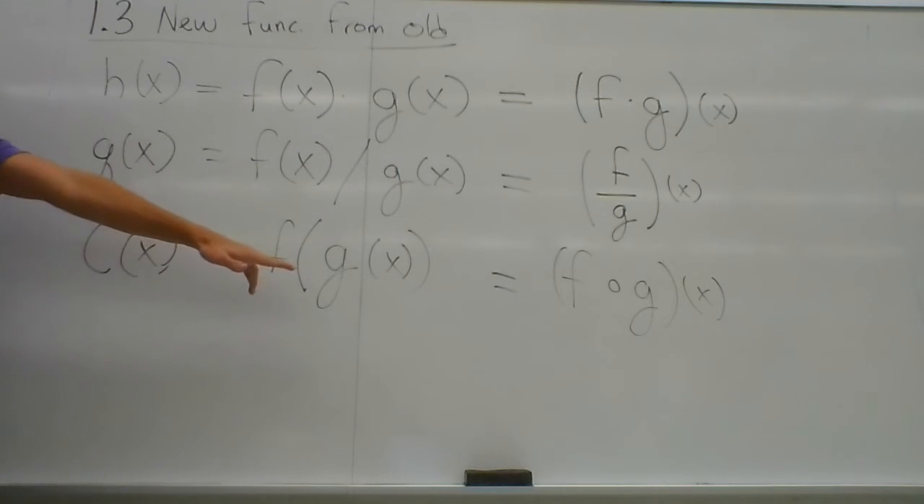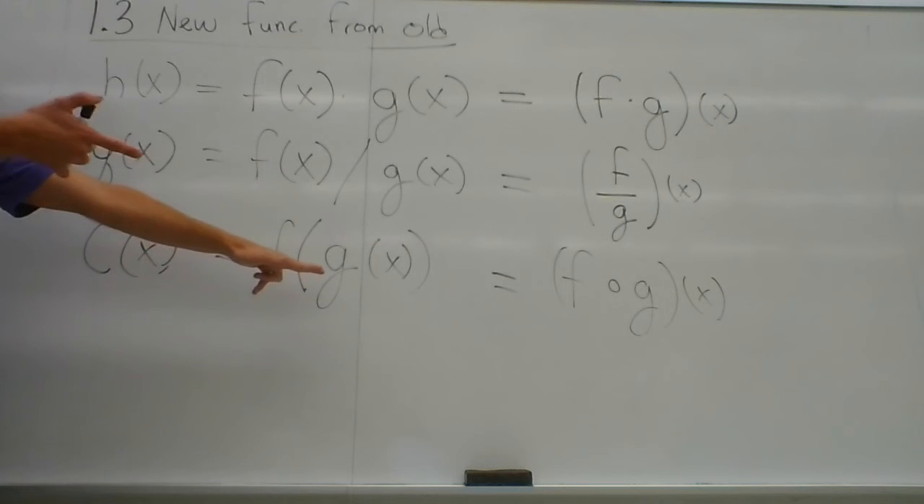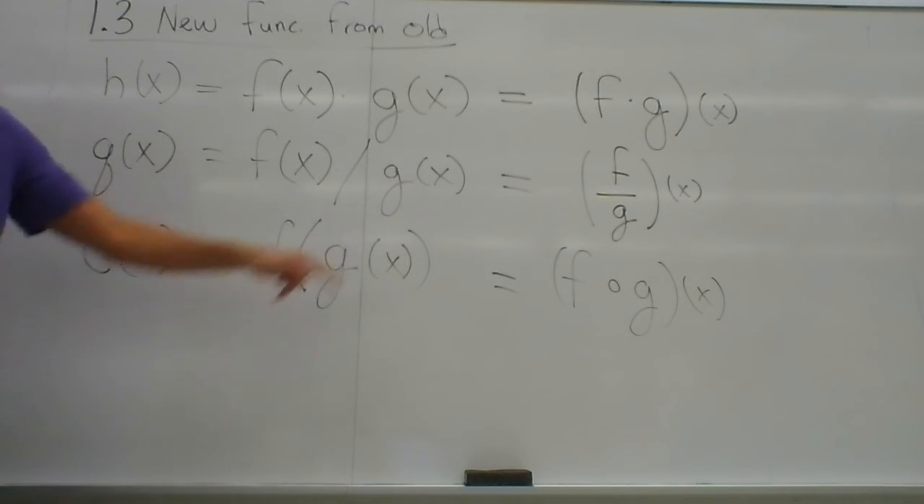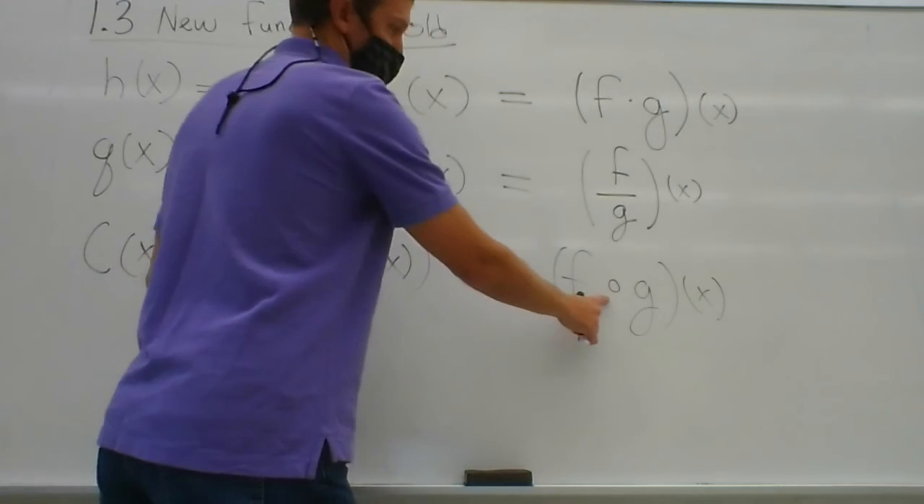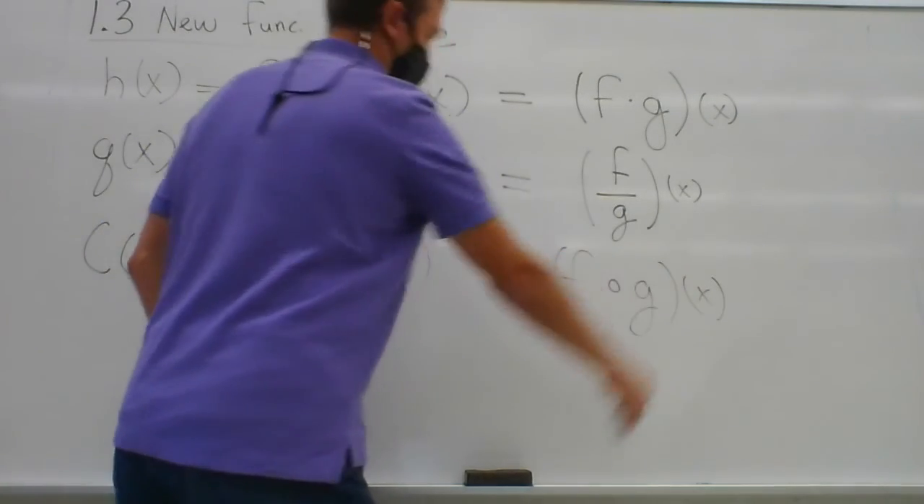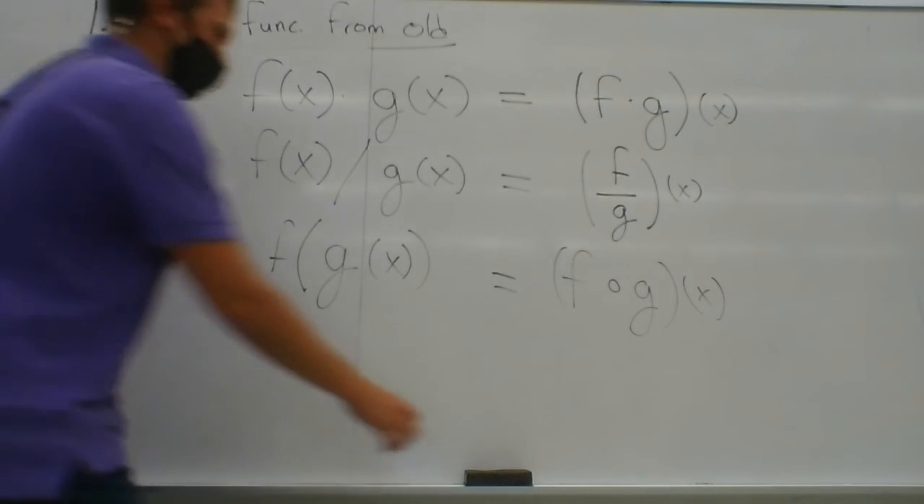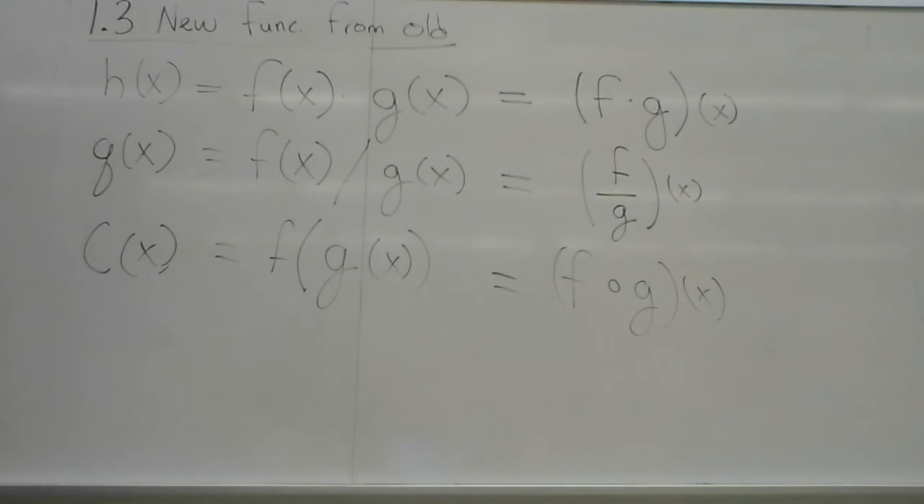What do we plug into our function f? We plugged in g of x. So f of g, well, what do we plug into g? X. So f of g of x. So this open circle slash O is f of g of x. And these three ways are ways to get some really, really nice, superb functions from old ones.